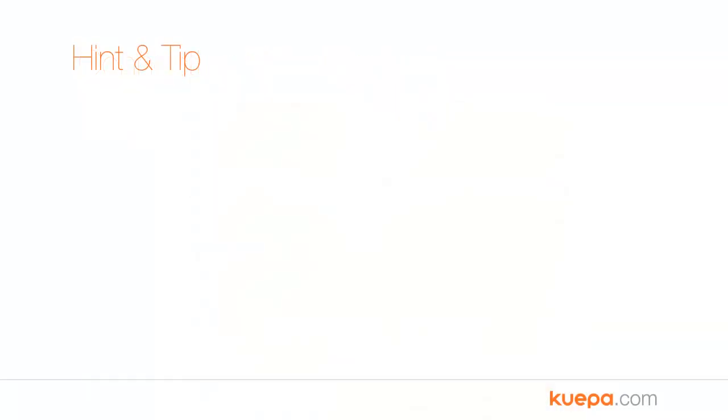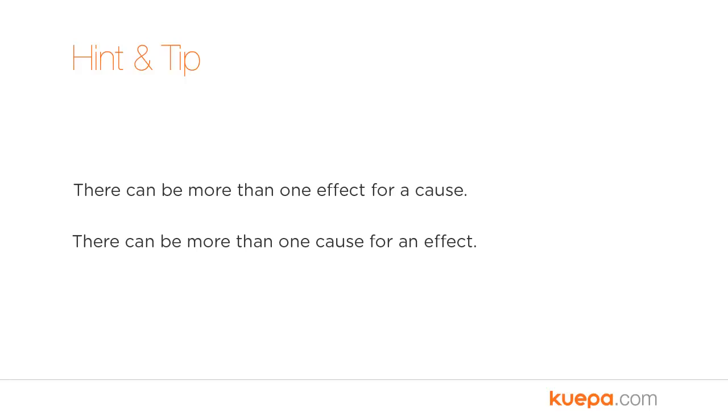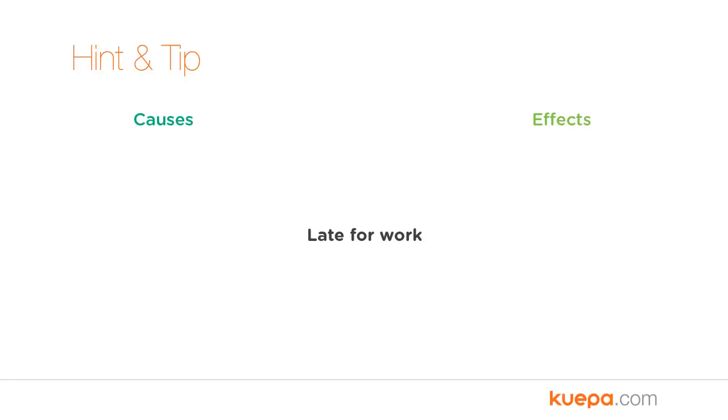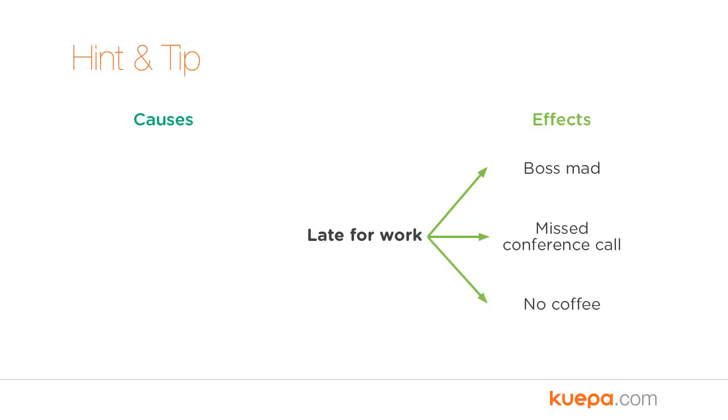Here is a hint and a tip. Oftentimes you will find that there is more than one effect for a cause, and oftentimes there might be more than one cause for an effect. We know that you being late for work caused your boss to be mad, but it also caused you to miss your first conference call of the day, and the coffee pot was empty. You can see that one cause had multiple effects.